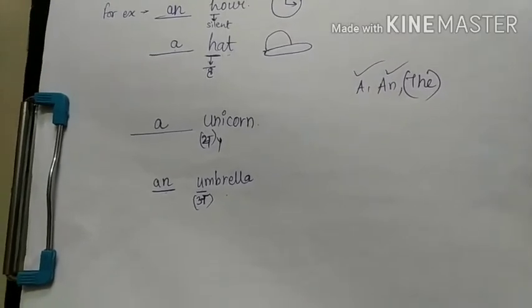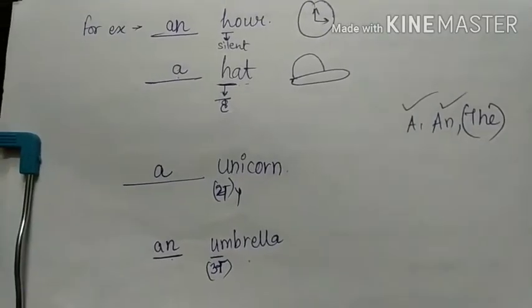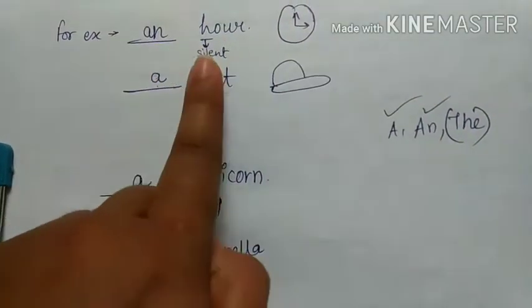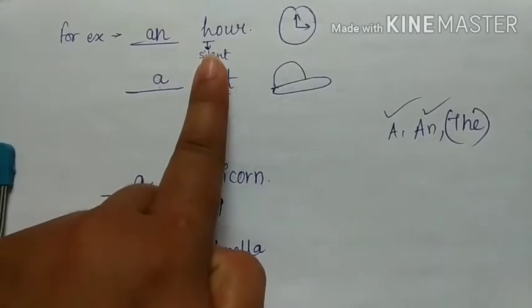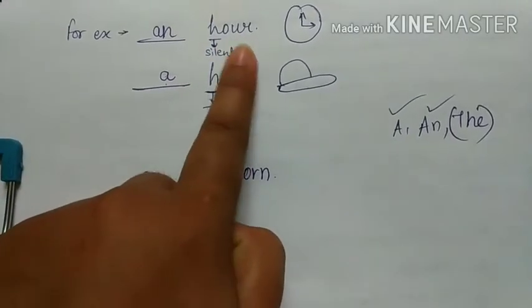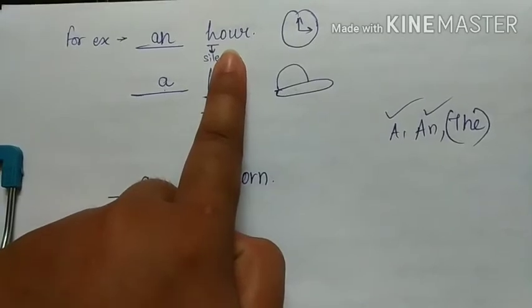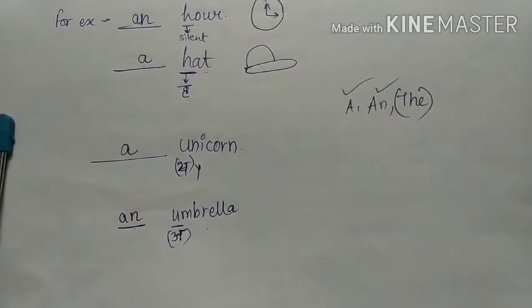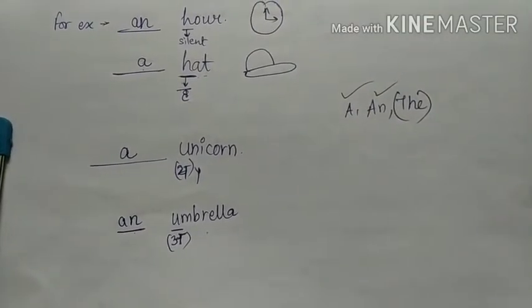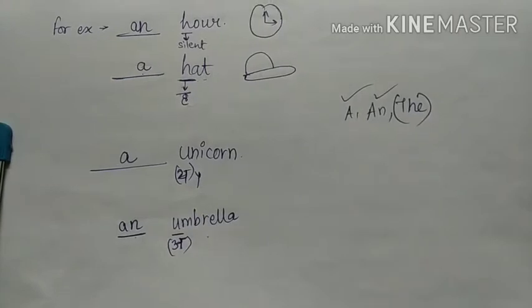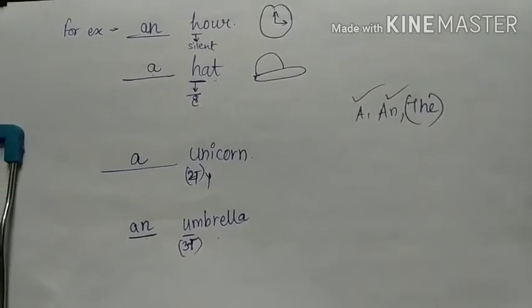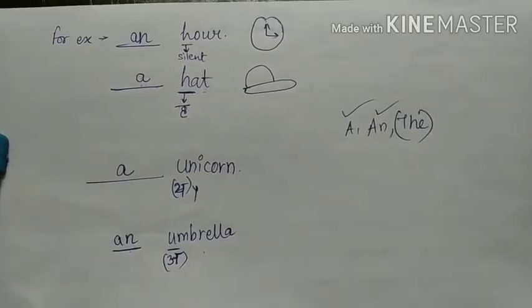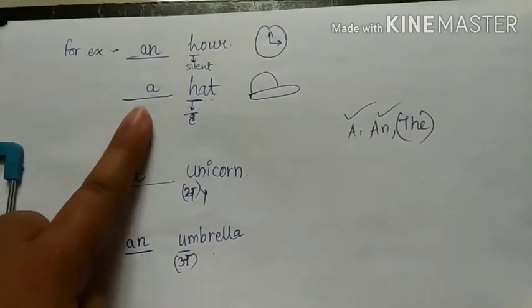Let's see. As for example, dash hour. Here H is silent. H letter तो consonant है, मगर H यहाँ पे silent है, तो इसका opening sound क्या आ रहा है? अ आ रहा है, hour बोल रहे हैं हम. That's why we had written AN. Word hat also begins with H, but here the H is sounded. यहाँ पे हम hat बोल रहे हैं तो H का sound आ रहा है, so it's a consonant sound. That's why we had written A.